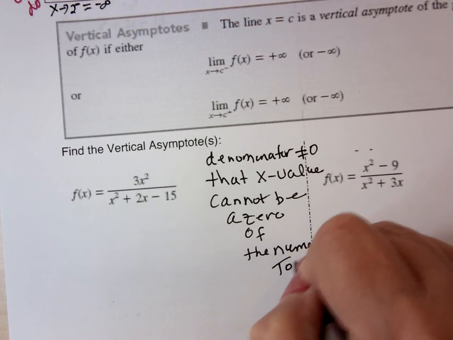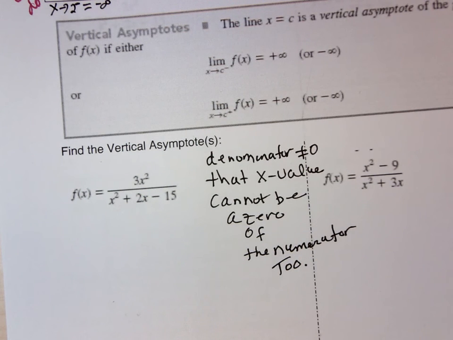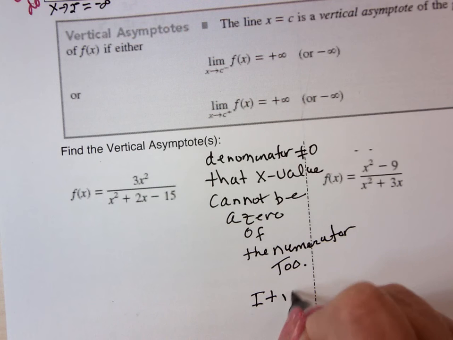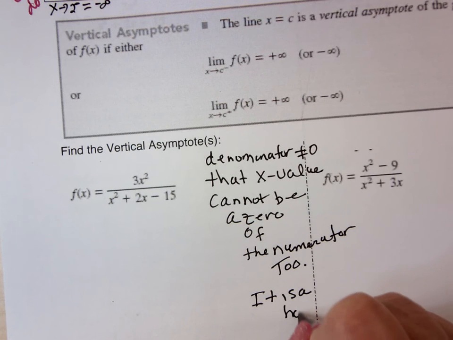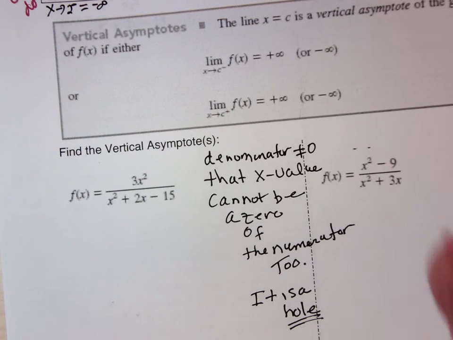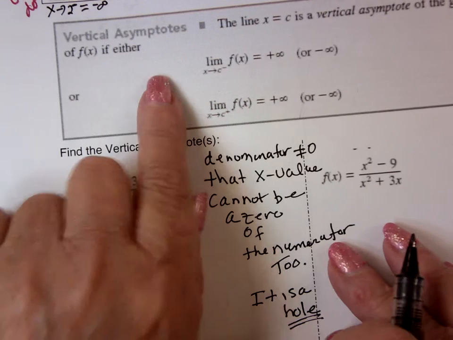as well. Why not? What if that x value was a 0 of both the denominator and the numerator? It would be a hole. Which means it's not a VA. So I have to be very careful when I'm looking at vertical asymptotes that it is a vertical asymptote. That's why they have that definition there.